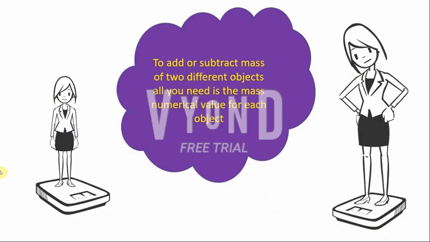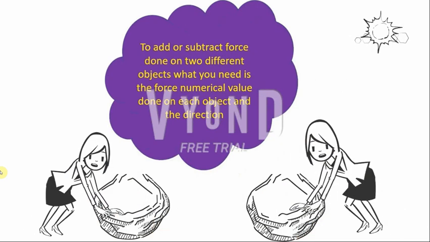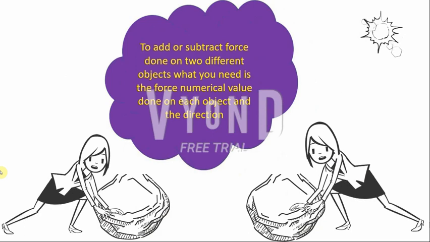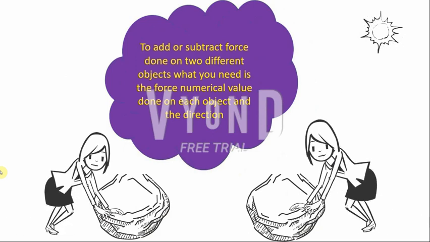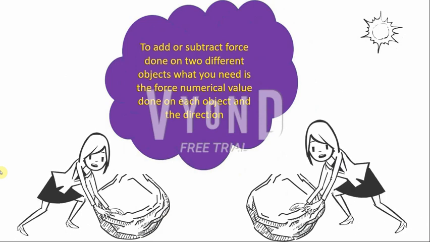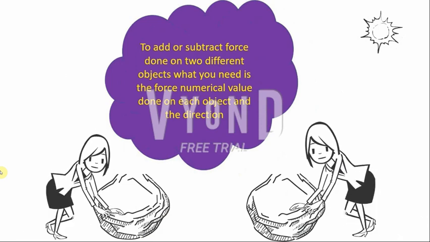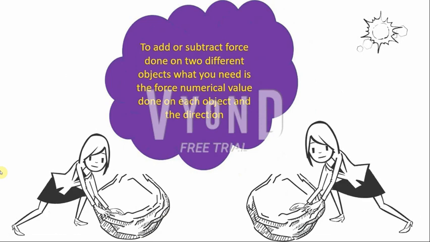To add or subtract the mass of two different objects, all you need is the mass numerical value for each object. To add or subtract the force done on two different objects, what you need is the force numerical value done on the object and the direction. Yes, in the case of a vector physical quantity, you can add direction and subtract direction. And this is for another video.